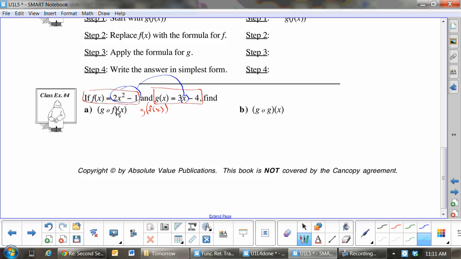So this will be 3 times 2x squared minus 1, minus 4. That is g of f of x. Does that make sense? Now the only little thing is, let's get rid of some brackets, right? So that would be 6x squared minus 3 minus 4, and I can get the minus 3 and the minus 4 together to be 6x squared minus 7.